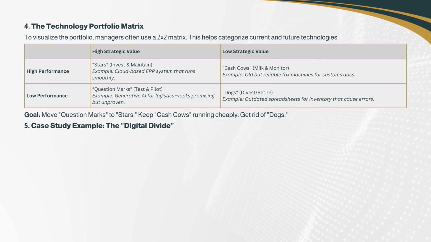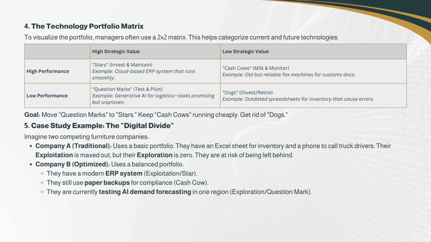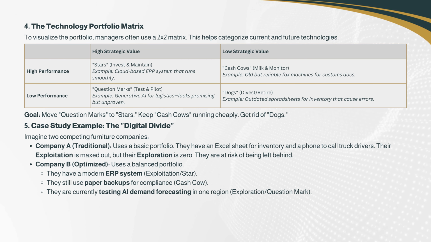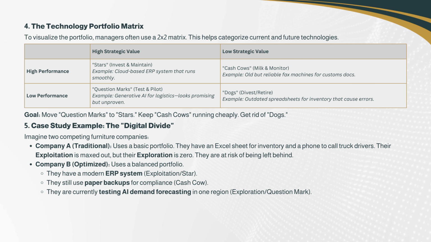5. Case study example: the digital divide. Imagine two competing furniture companies. Company A, traditional, uses a basic portfolio. They have an Excel sheet for inventory and a phone to call truck drivers. Their exploitation is maxed out, but their exploration is zero. They are at risk of being left behind.